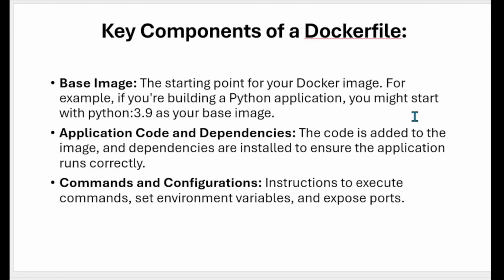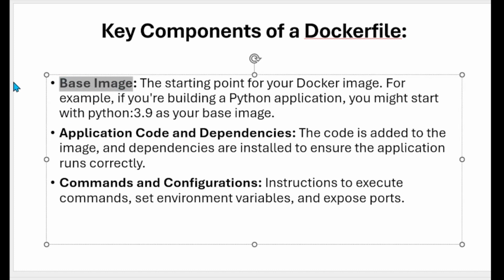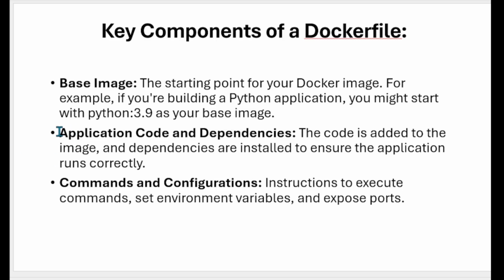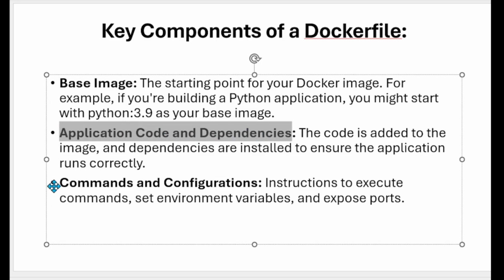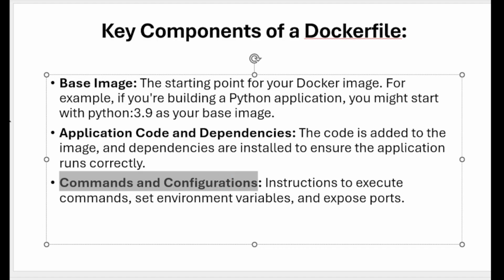Okay. Then the key components of this particular Dockerfile. What are the key components we have here? First one, the base image. This is the base image. Next, the application code and dependencies, as well as commands and configurations.